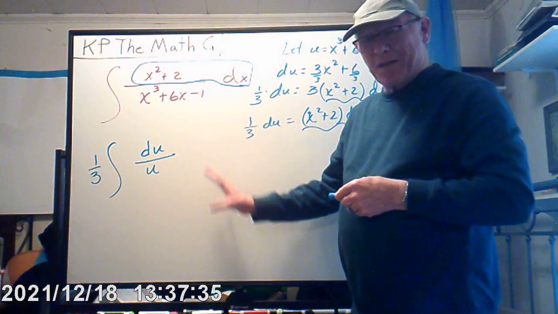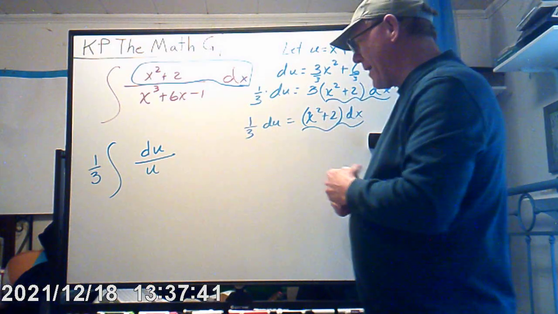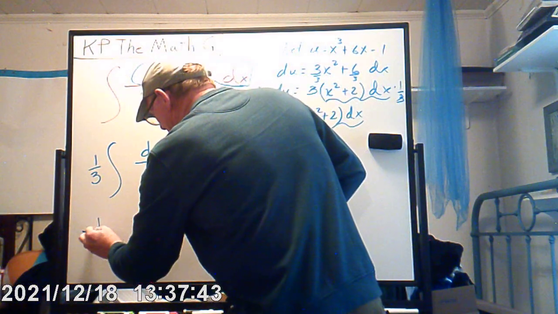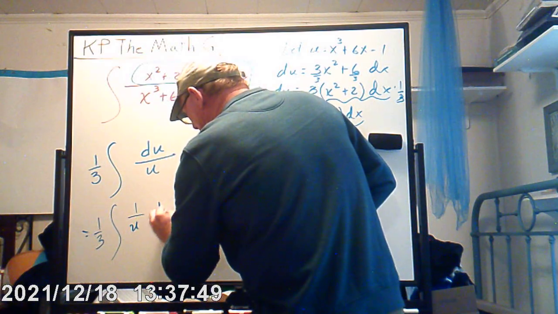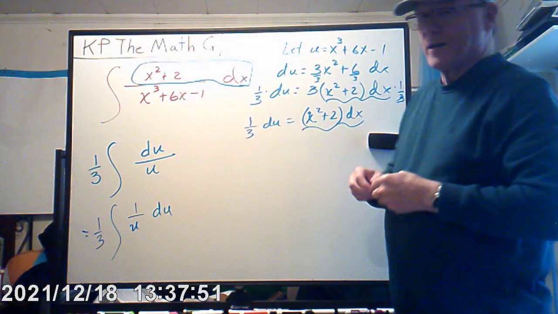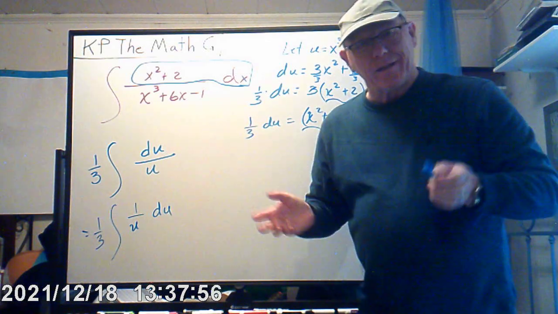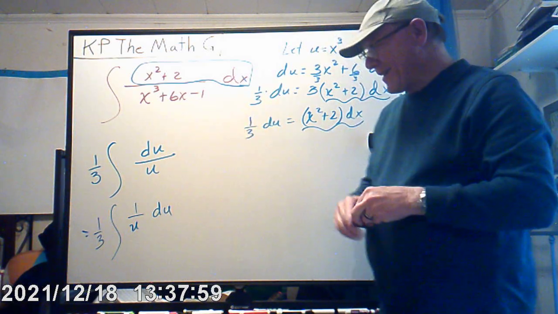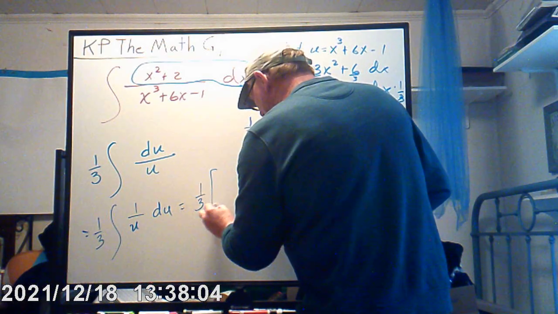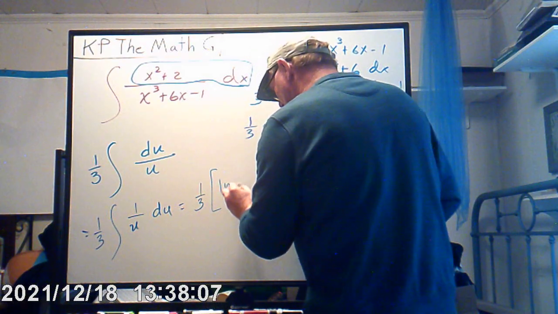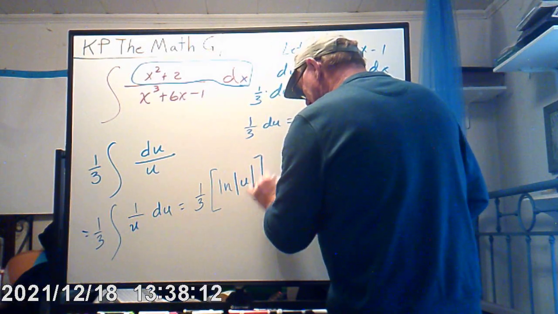Because I know that du over u, what is that integral? Remember? You can say 1/3 if you want to; some of you may recognize it this way. Either way, what is that? Yeah, that's right, it's the ln. So it's 1/3 ln of u, absolute value, I believe.